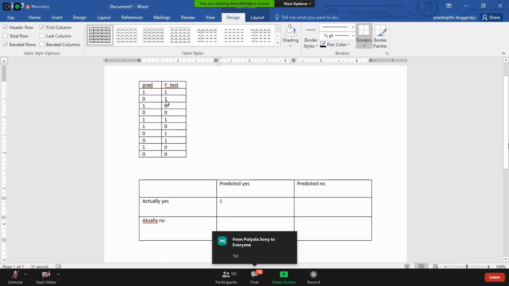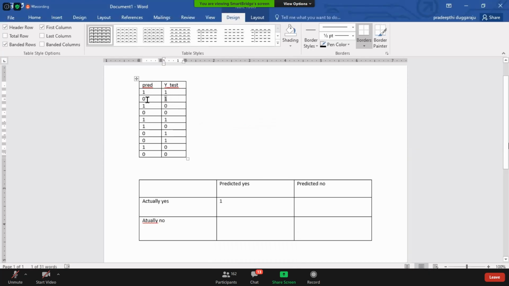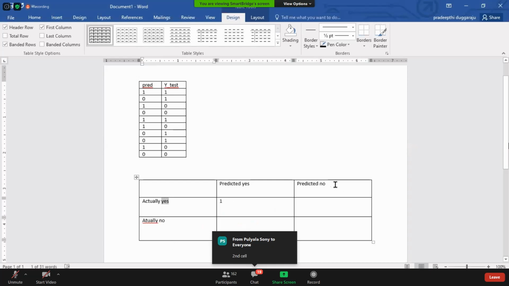Now, actually, it is 1, but it predicted as 0. Where am I supposed to put this? Actually, it is 1. That means actually that should be yes. But my model predicted as 0. So actually it is yes, but the model predicted as no. So that will be in the second cell. Good.